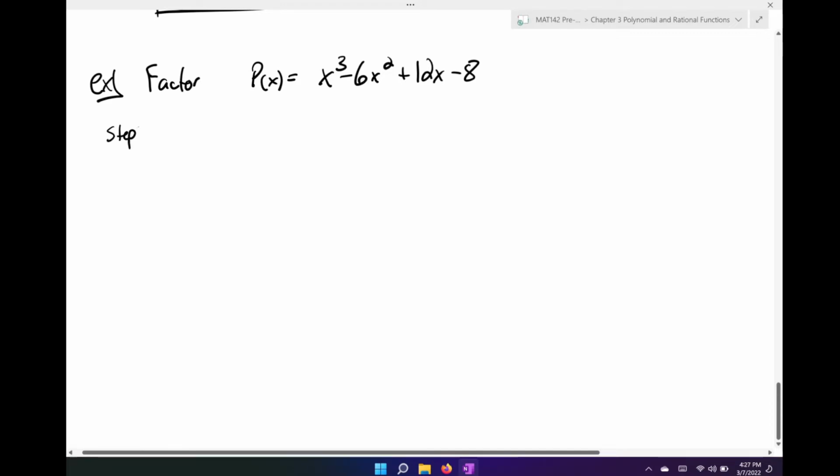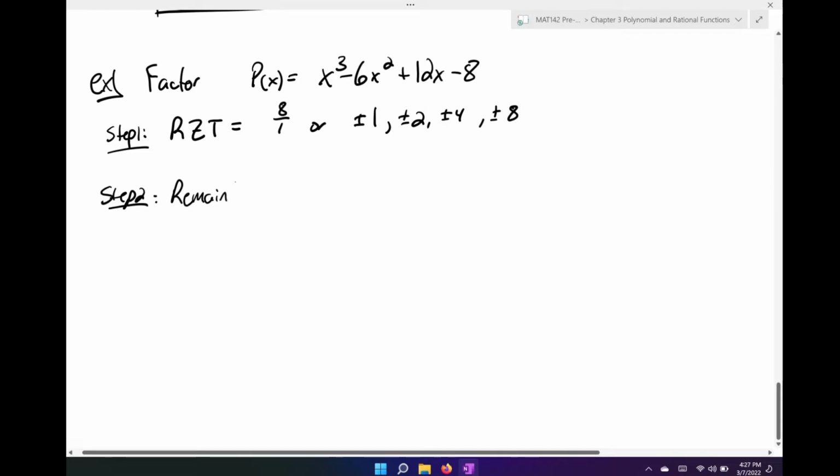Step 1, the rational zero theorem. So we're going to get 8 over 1, or plus or minus 1, plus or minus 2, plus or minus 4, plus or minus 8. So once again, we have 8 possible zeros. So there's step 1. Step 2, here's our remainder theorem. All right. So I'm just going to go back into Excel. I'm going to have to fix some stuff. So I'm going to use the magical powers of editing.